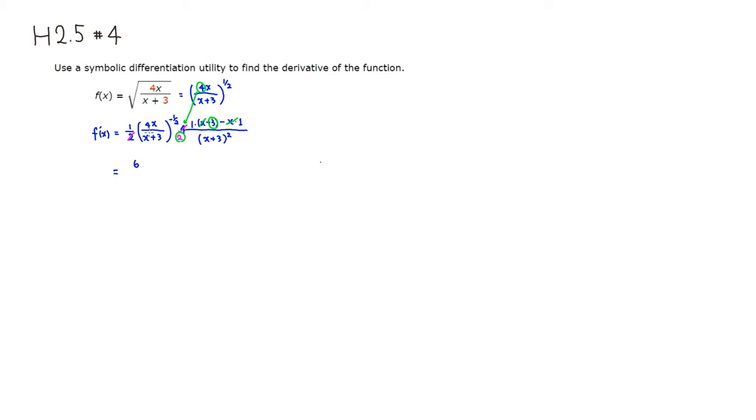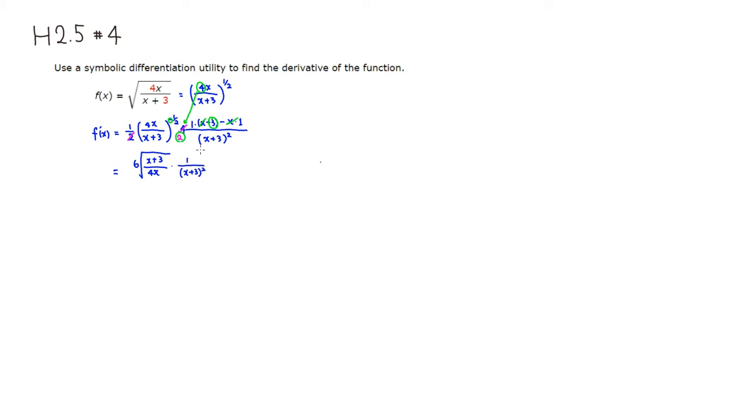Then here, it's going to be negative, which means it's going to be a reciprocal. So I'm going to write a reciprocal there. So you have x plus 3 over 4x, then you have a square root there. Then multiply by 1 over, because this 3 is already incorporated here, x plus 3 squared.